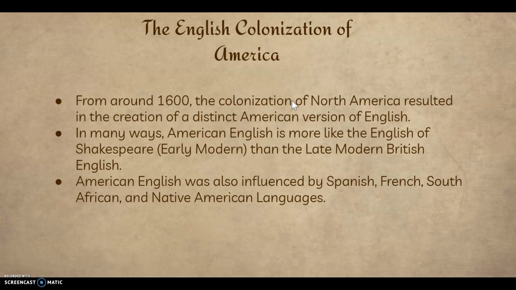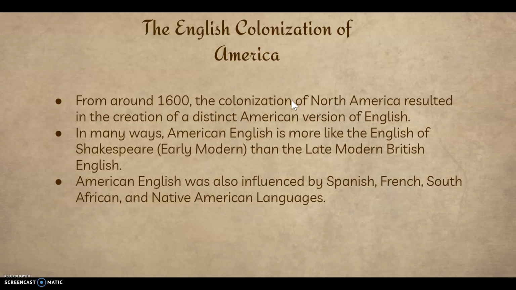And our English was also influenced by the people that were already here and the people that were brought in. So the Spanish and the French and the Native Americans were all here, traders, fur trappers, and then, of course, your Native American populations. You think back to the first Thanksgiving and all that, and they taught us words for corn and all different kinds of things like that.